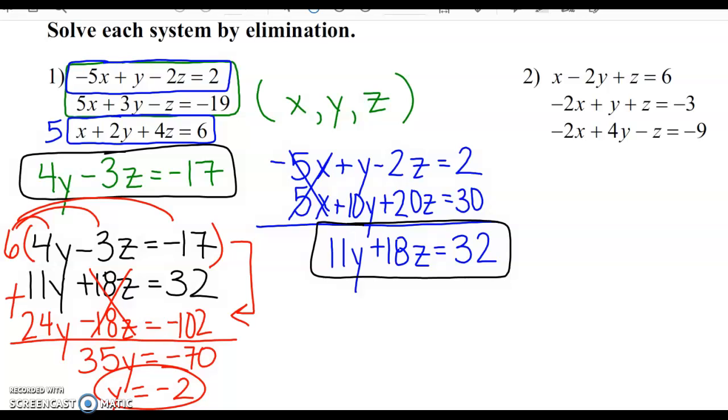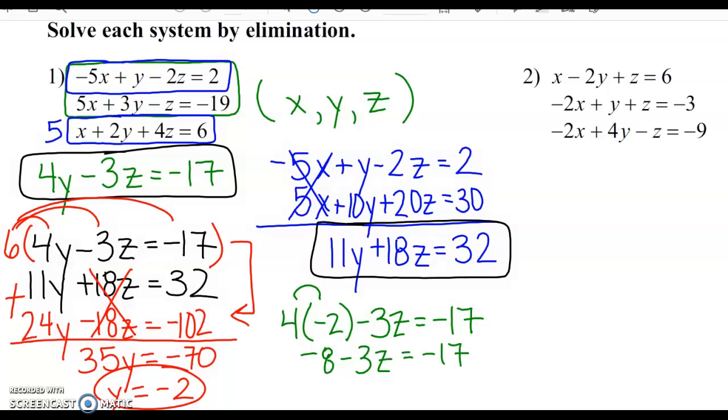All right, so just sticking with that same thing, I would then plug the y back in to find z. So I'm going to go with the green one here. So I'm doing 4 times y is negative 2 minus 3z equals negative 17. So I got what? Negative 8 minus 3z equals negative 17. So when I take the negative 17 and I add 8, now I'm looking at negative 3z equals negative 9. So when I divide by negative 3, I find out that z is 3.